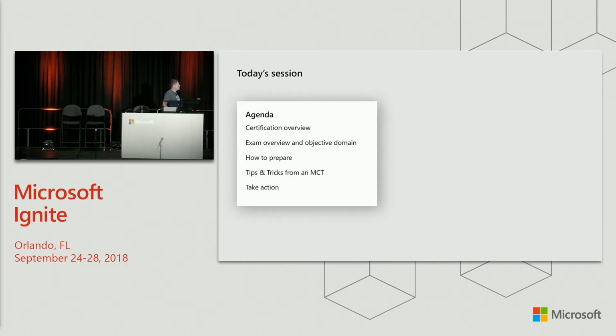So what are we here for? Today's session, we're going to look at a certification overview. We're going to look at the exam overview and the objective domain, so that's all of the topics that are going to be on AZ-201. What are those topics? What do they look like? What do I need to know when I study for this particular exam? We're going to look at how to prepare for the exam and some tips and tricks from an MCT. And then what I want you to do walking out of here is to take action.